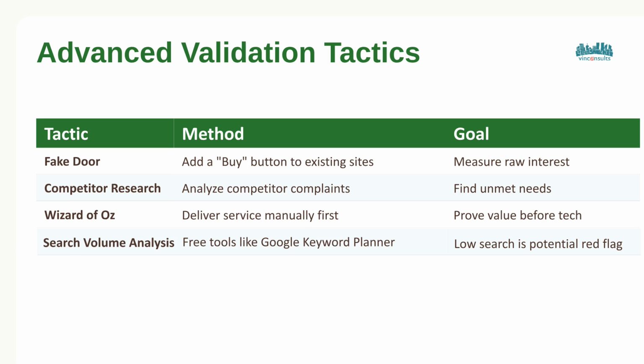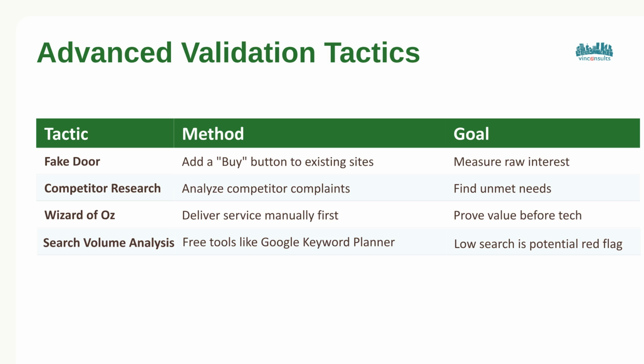The Wizard of Oz method is to prove value manually. Sell the service before you automate it. Deliver manually at first. The Wizard of Oz method. Example: if building a software tool, do the work manually behind the scenes. Proves people will pay and teaches you what they really need.